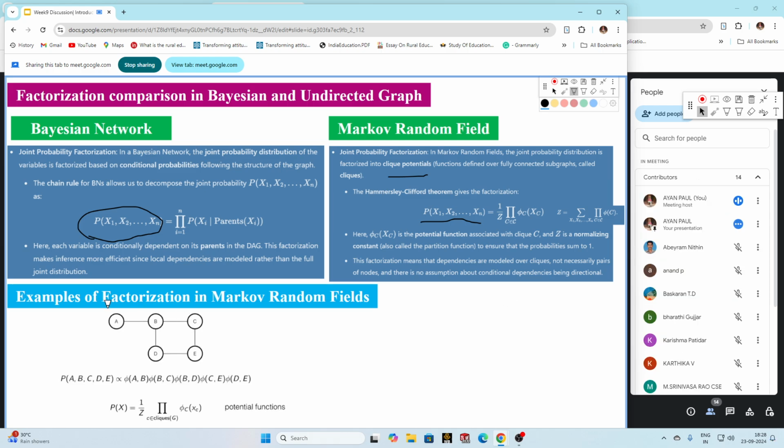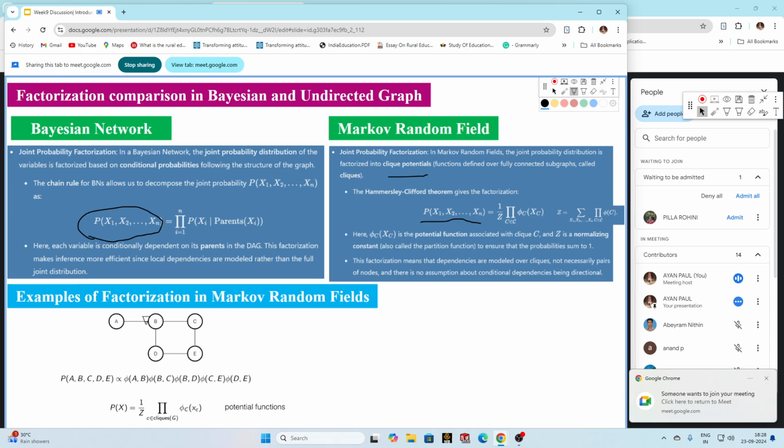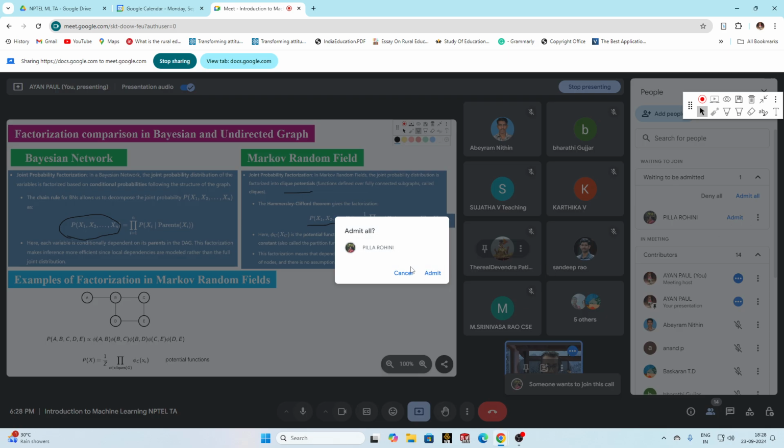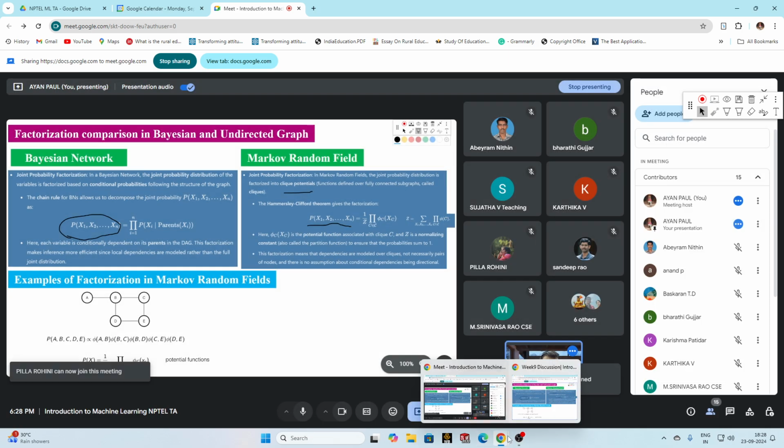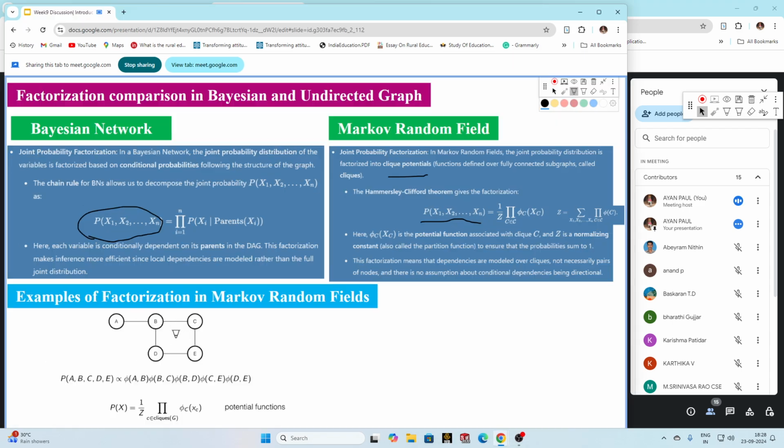Now this is an example of factorization in a Markov random field. Here you can see a Markov random field, or a directed graph. These are the nodes A, B, C, D and E, and these are the connections between the nodes.